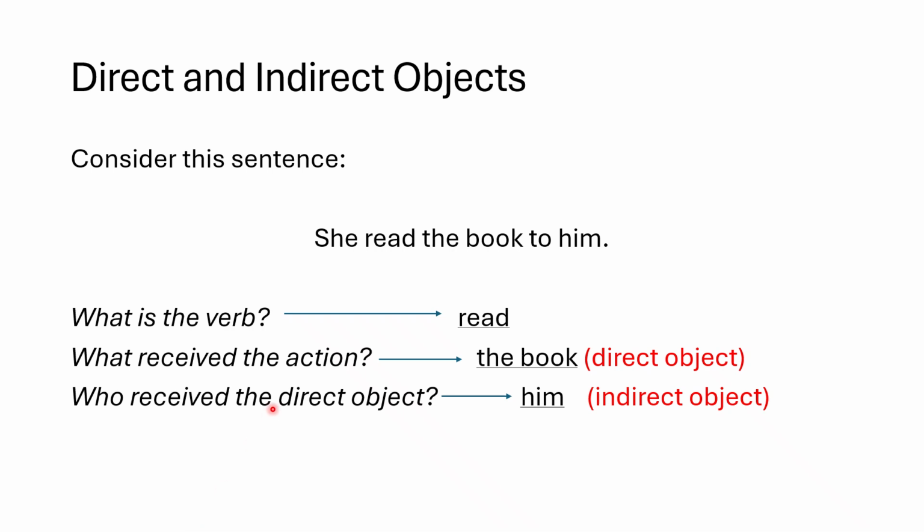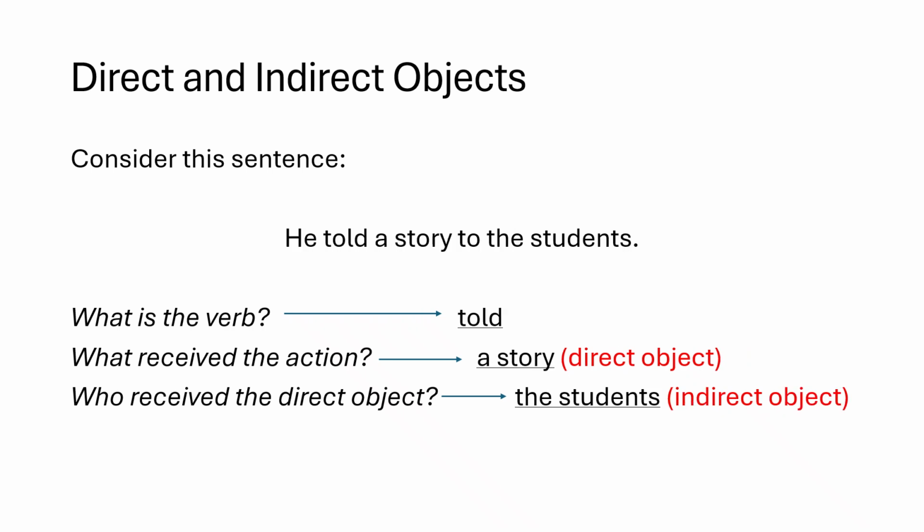Consider this sentence. She read the book to him. What is the verb? Read. What received the action? The book. This is the direct object. Who received the direct object? Him. This is the indirect object.